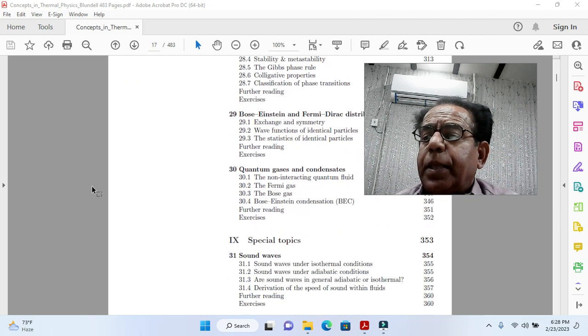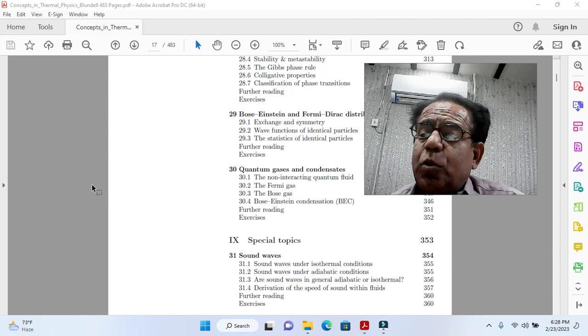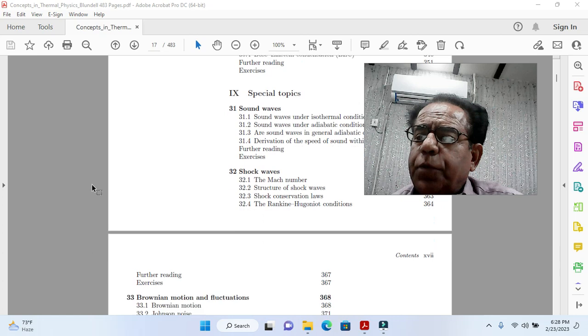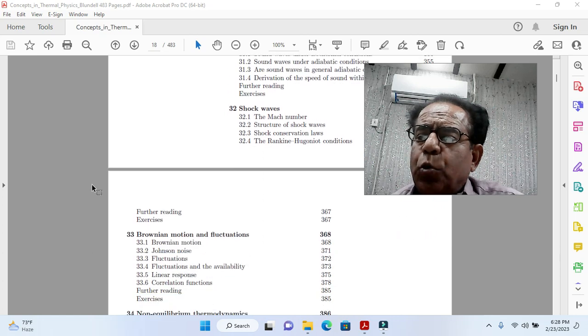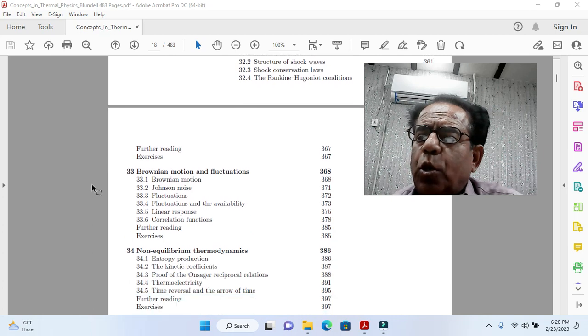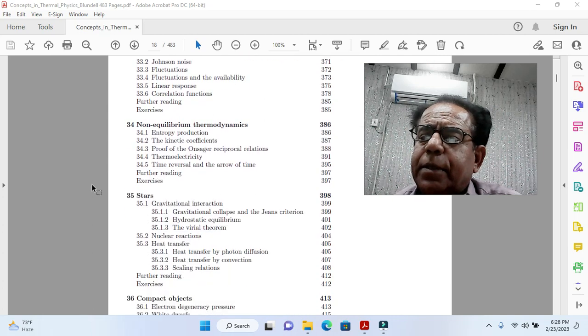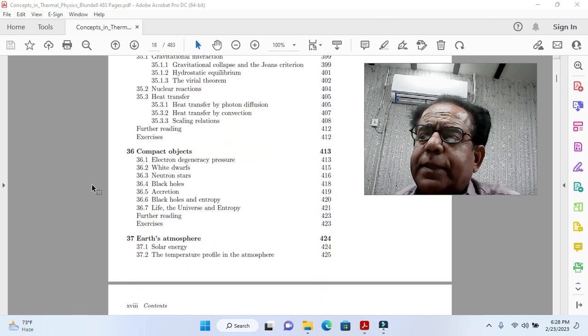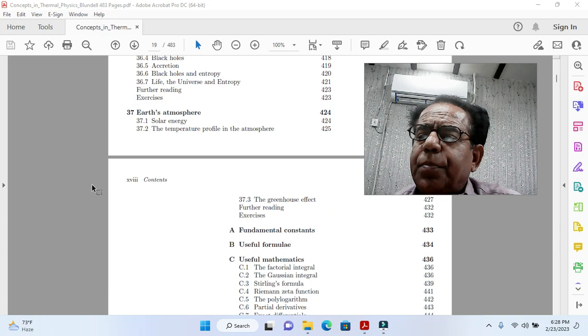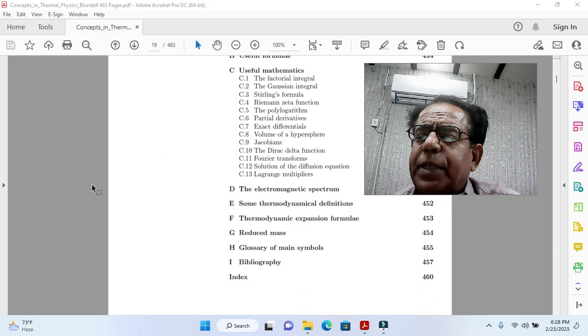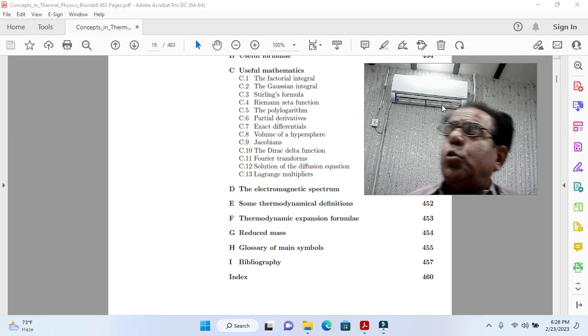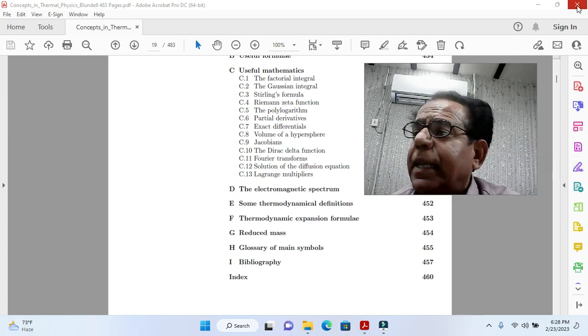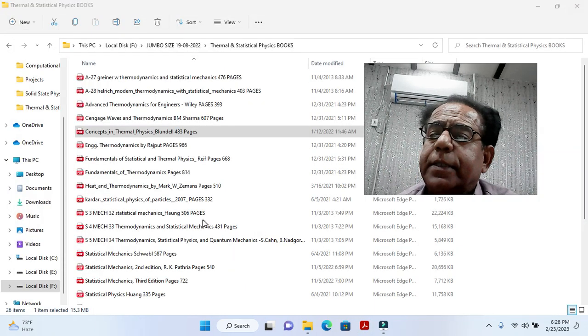Part 9 of this book, under the title Special Topics: sound waves, shock waves, Brownian motion and fluctuations, non-equilibrium thermodynamics, stars, compact objects, Earth's atmosphere, and then the index is given at page number 460.